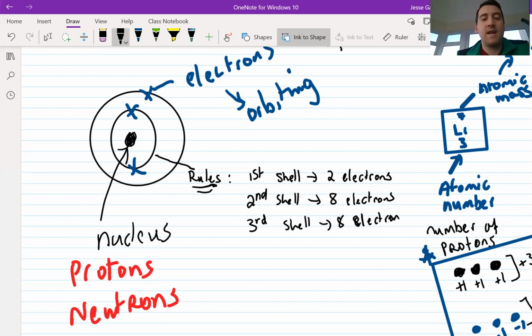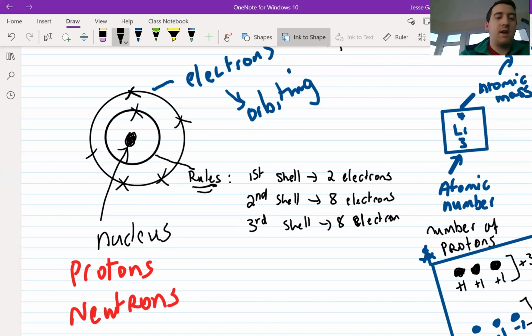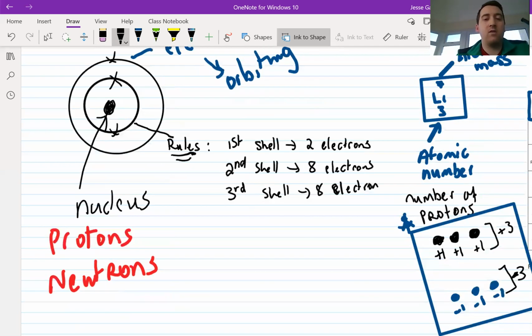That's the first rule. The second rule is that you must fill unfilled shells before you move on to the next one. So you can't put 1 in the first shell and then start filling the second shell. This would be wrong. You're not allowed to do that because you haven't filled the inside shell first. So you must fill the first shell. If you've got 3 electrons, that means you have to have 2 in the first shell and 1 in the second shell. You can't have 1 in the first shell and 2 in the second shell. Those are the main rules, okay?